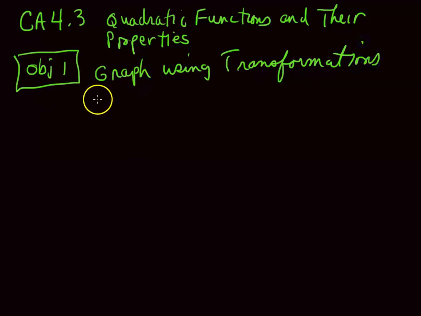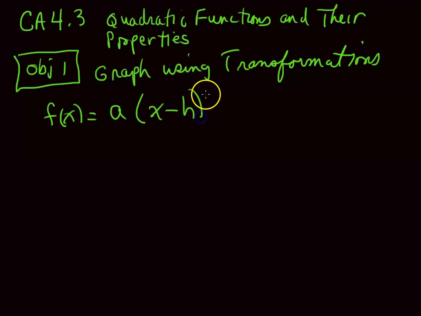Now remember what transformations are. They're shifting things around, stretching and compressing. So if we write our function this way, a times (x minus h) squared plus k, we know that, well, maybe you don't know, but k will move this up and down. This is a vertical translation. h moves it right and left.